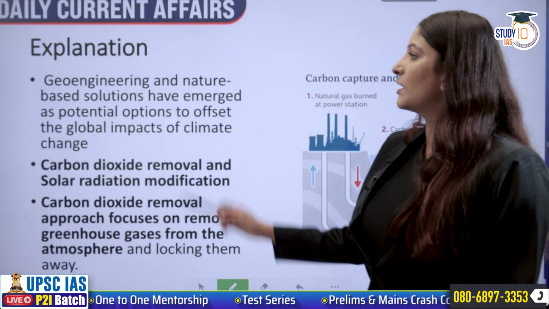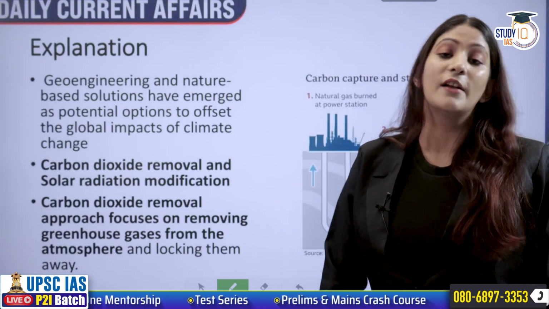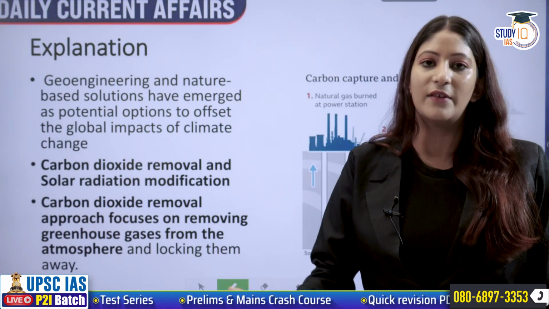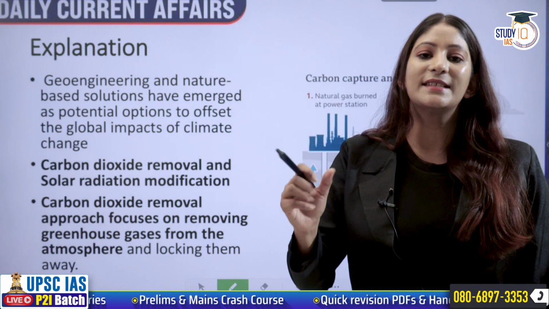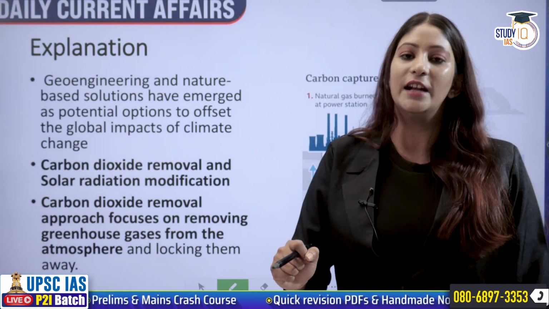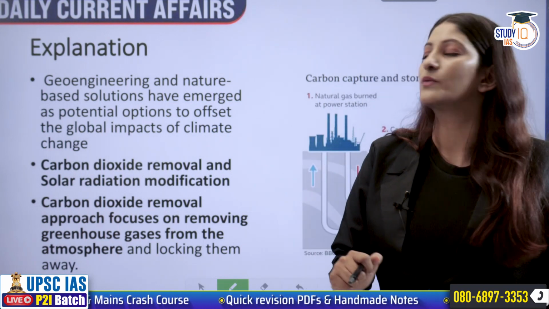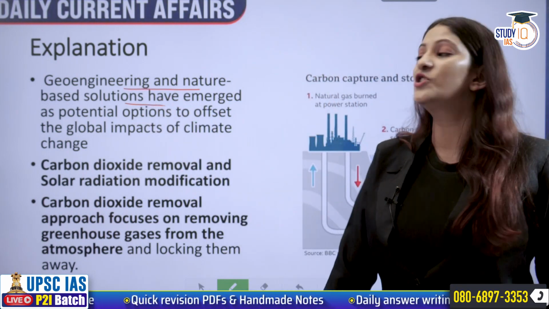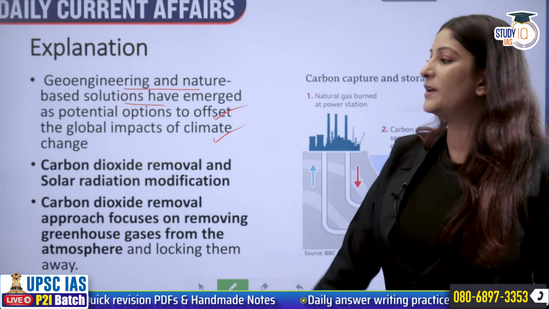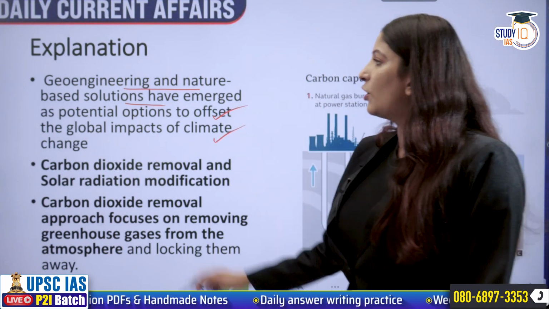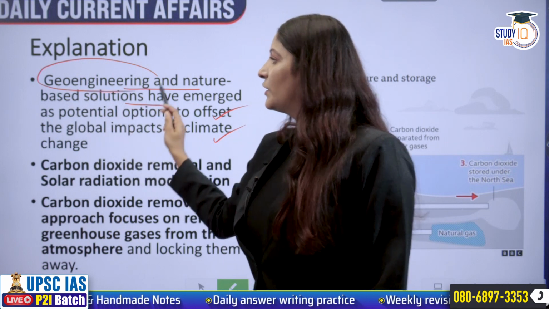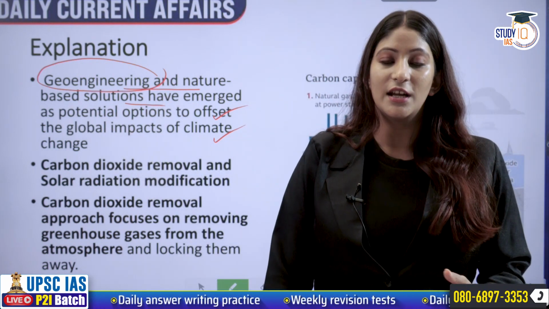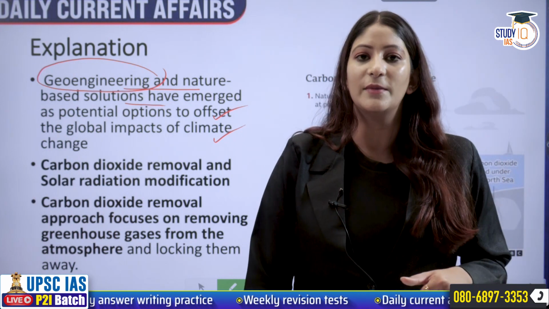Let's move forward. Let's talk about the solutions that are very much prevalent right now to ensure that the carbon we have emitted is sequestered back, or captured and stored away, so that it doesn't lead to atmospheric issues. Geoengineering and nature based solutions are a potential option to offset the global impacts of climate change. Geoengineering is a human intervention. We do some sort of innovation in order to take out the excessive carbon that is there.